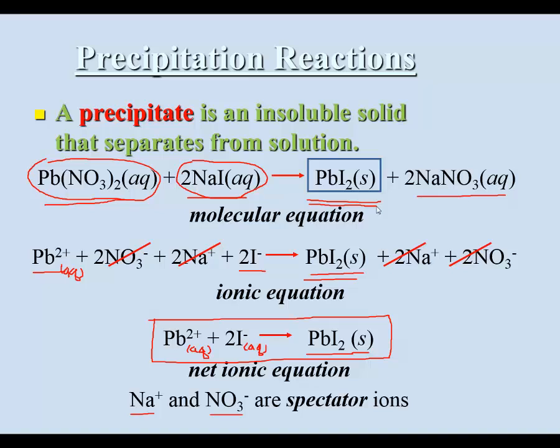So a weak acid or base we show in its molecular form. A strong acid or base, which is a strong electrolyte, we would break up into its ions. A soluble ionic compound we would break up into its ions. An insoluble ionic compound we would show together in its formula. So anything that is not a strong electrolyte, do not break up into ions. Anything that is a strong electrolyte, please break up into the ions.